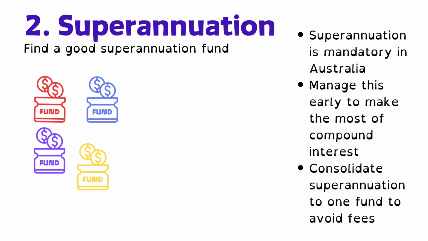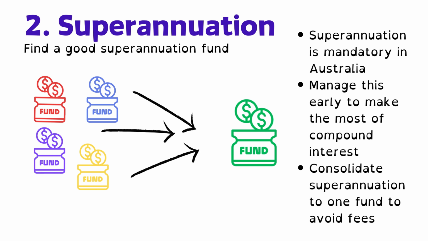Many mistakes with young workers going through multiple jobs is that each workplace has a default superannuation scheme that they sign you up to if you don't know what superannuation account you have. You can actually shop around and find the best superannuation account that you want. And once you have decided, you can merge all your existing superannuation accounts to your new one using your ATO online account. You should only have one superannuation account so you're not getting charged multiple fees.